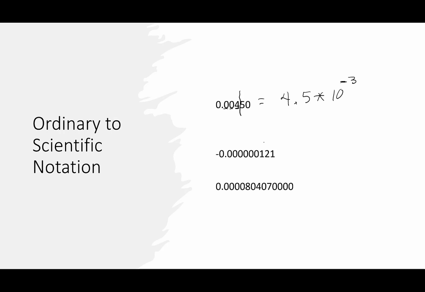So same thing here, I put this line here. So 1, 2, 3, 4, 5, 6, 7. So I have 1.21 times 10 to the negative 7, and this number was negative.